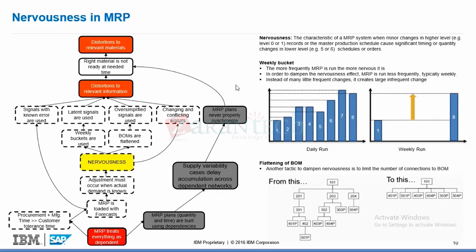So what is the present solution? MRP has to be run frequently and we must have a weekly bucket. The more frequently we run, the system will change and adapt to the new situation. So in order to do damping, MRP is run less frequently. Not every day, maybe there are two MRP runs: one monthly and one daily run.